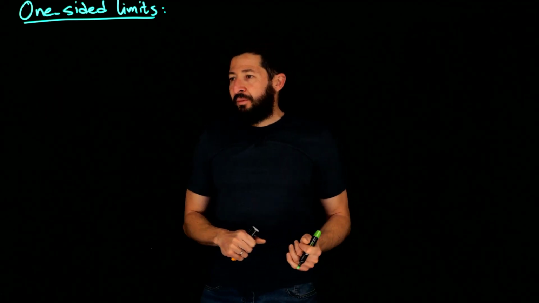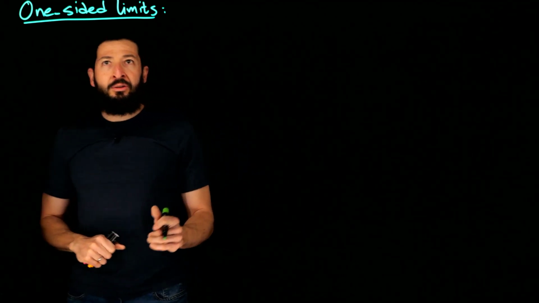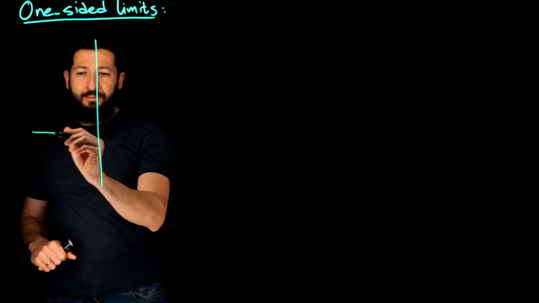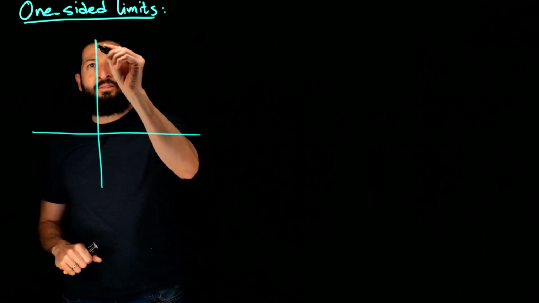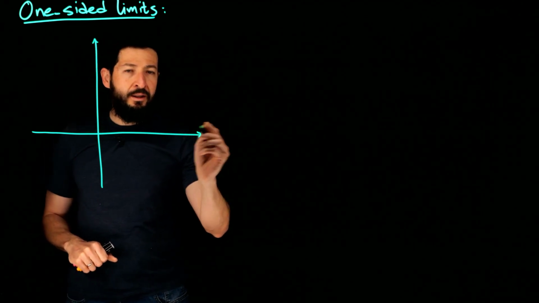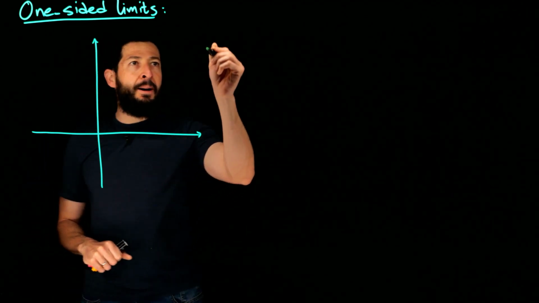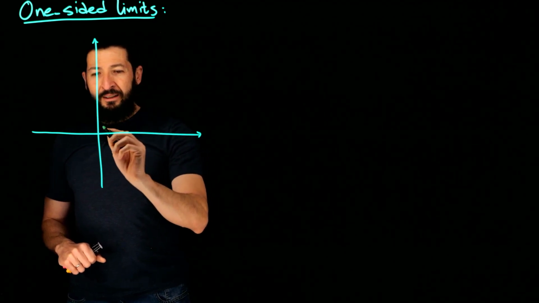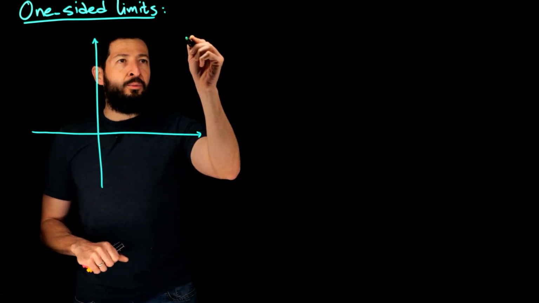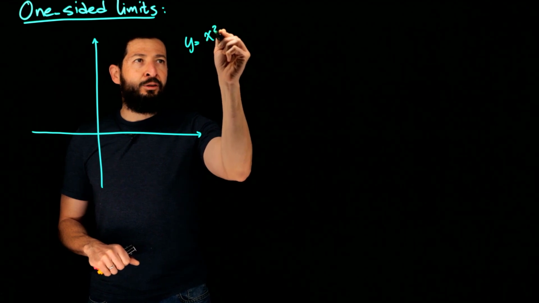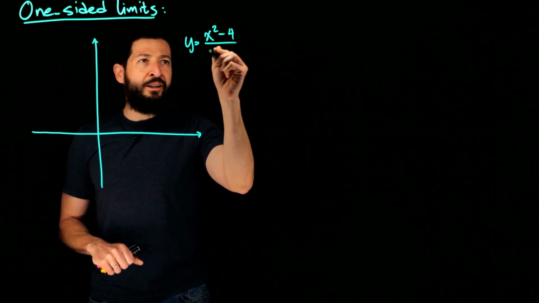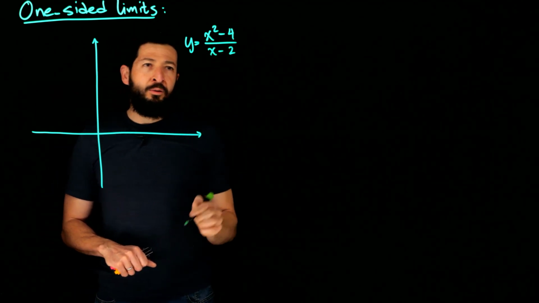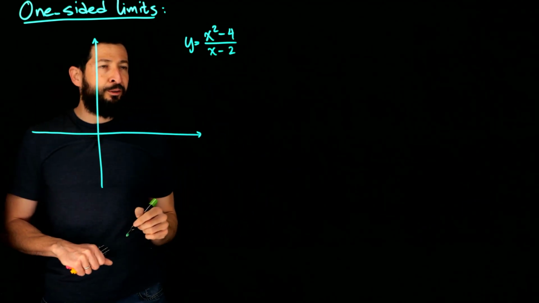All right, so for one-sided limits, we're going to talk about a function that you have seen in your book. They do the other one that I did in the video. So they do y equals x squared minus 4 over x minus 2. In the other video, I did it with x plus 2. So we're going to reanalyze that one as well.